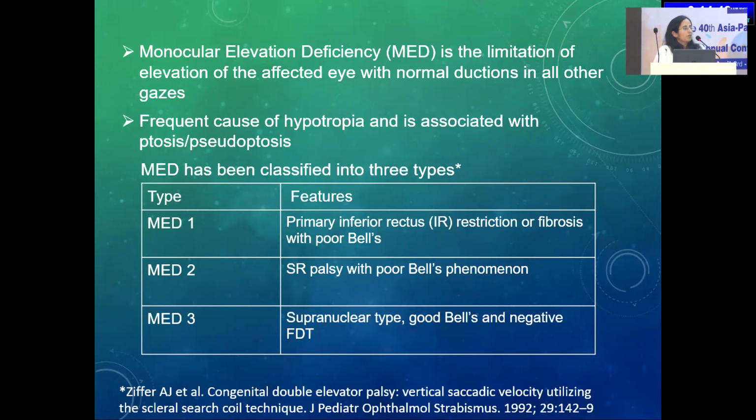It is the limitation of elevation of the affected eye with normal inductions in all other cases, and this limitation in elevation is present both in abduction as well as in adduction. It is frequently associated with ptosis, pseudoptosis, Marcus-Gunn jaw winking phenomena, and has a vertical deviation which is usually associated with it. So, according to Ziffer et al., depending on the underlying etiology, it has been classified into three types.